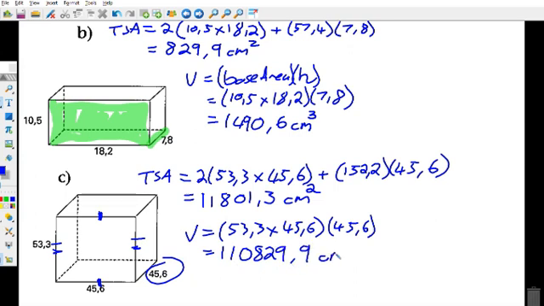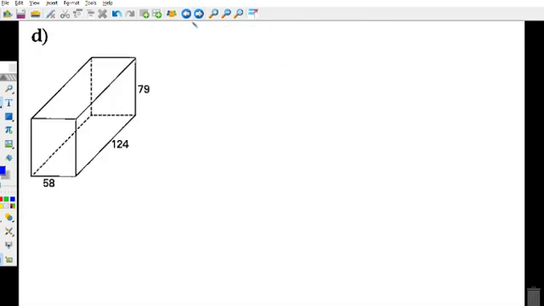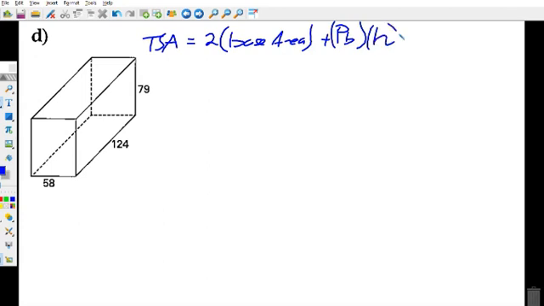0.9 centimeters cubed. All right. Look at the next one here. Last one is the same thing. TSA, total surface area, is equal to 2 times my base area plus my perimeter of my base multiplied by my height.